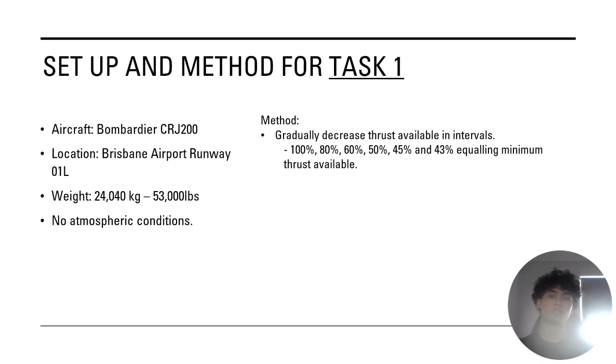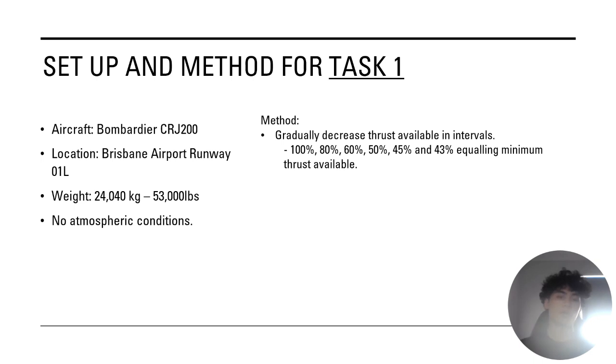To help set us up for task 1, we'll be using the CRJ200 aircraft at Brisbane Airport runway 01 left, with the aircraft set to maximum takeoff weight, which is about 24,040 kilograms. At this weight, it gives us a worst case scenario as well as help outline the direct effect on the thrust to weight ratio. This also provides us a consistency across the trials. Since we are at Brisbane Airport, that is close to sea level, the air density won't have much effect, meaning that the engines can produce the rated thrust and achieving close to max available thrust.